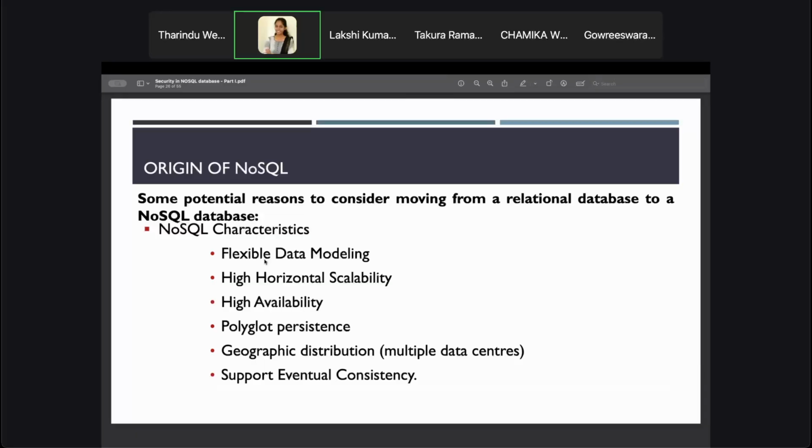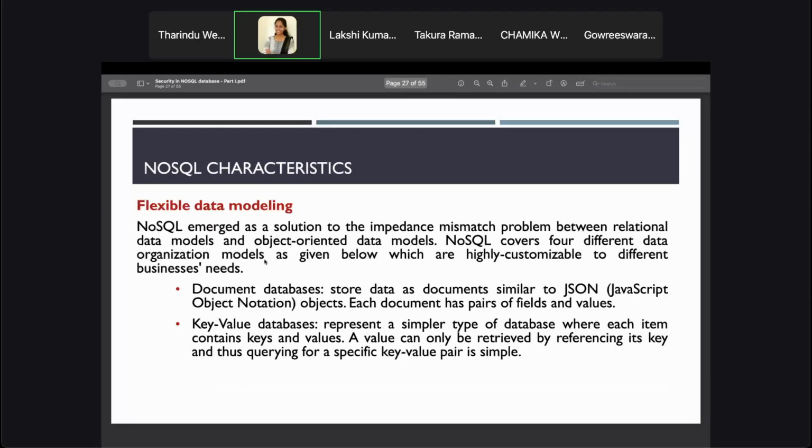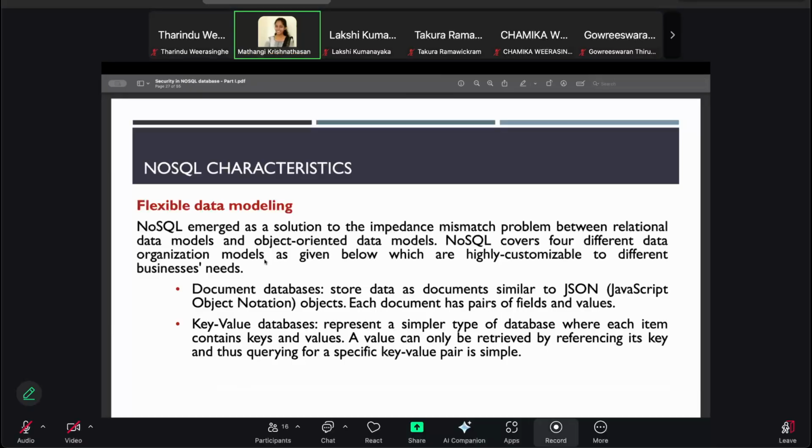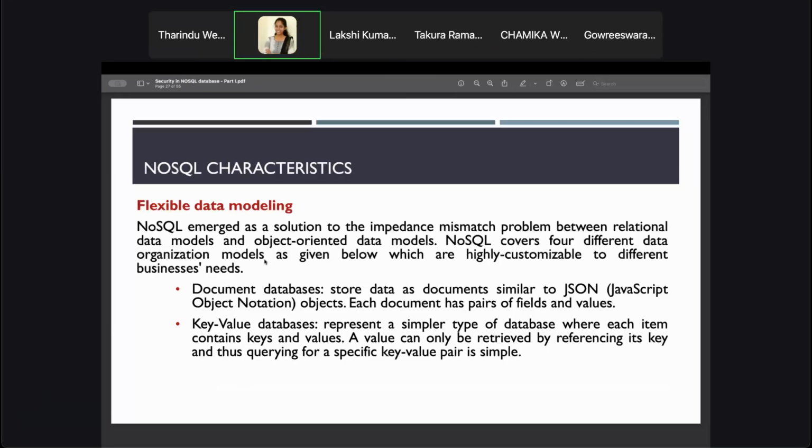So we have studied some common characteristics. So let's figure them out in a deeper way, right? First one, flexible modeling. Flexible data modeling, in terms of, do you remember we have studied about impedance mismatch? So what is an impedance mismatch? We just studied about impedance mismatch, right? What is that? If a programming language's in-memory data structures are different from our relational database models, that is impedance mismatch. Do you remember?